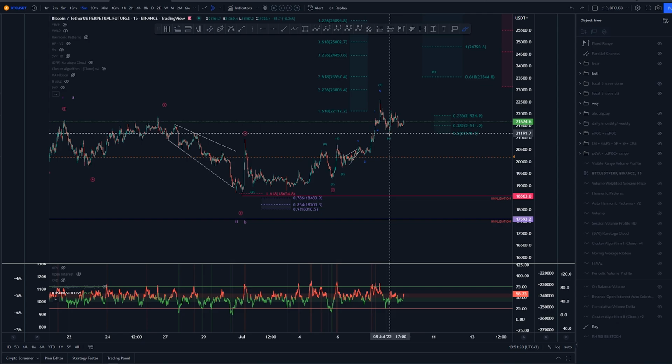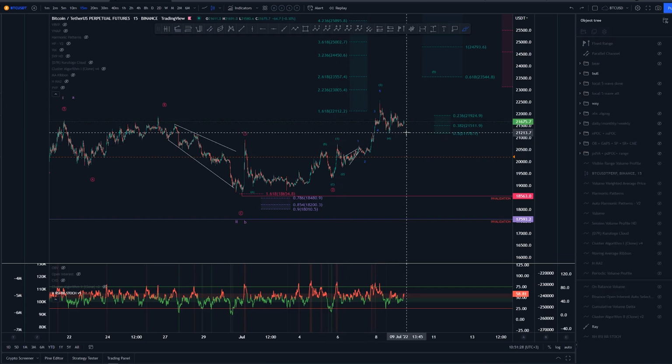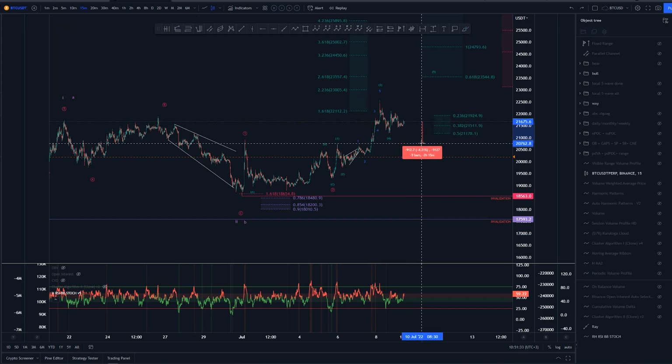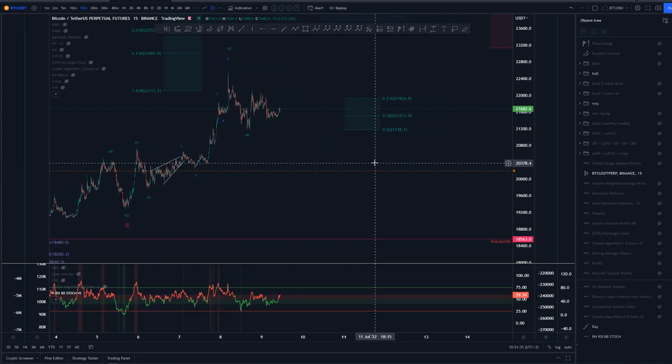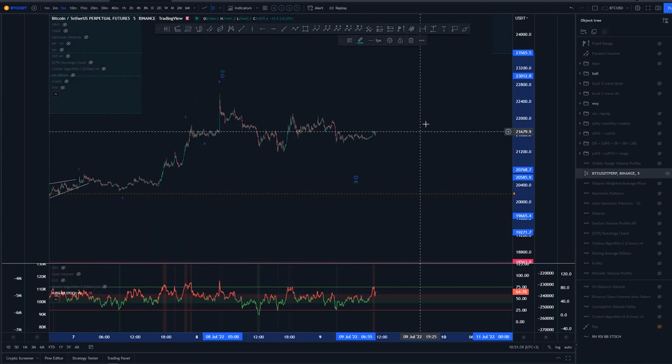We don't really want to see lower than this overall, but again, the invalidation point is all the way down here at $20,750. From the current price, we would need to drop another 4.2% for this to be invalidated. Now let's take a look at this wave 4 overall again.